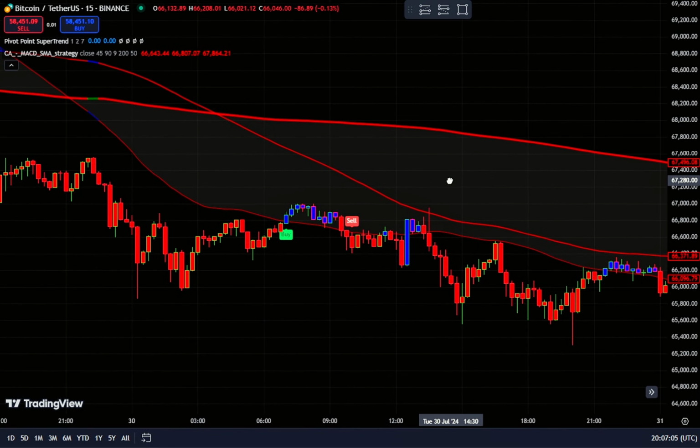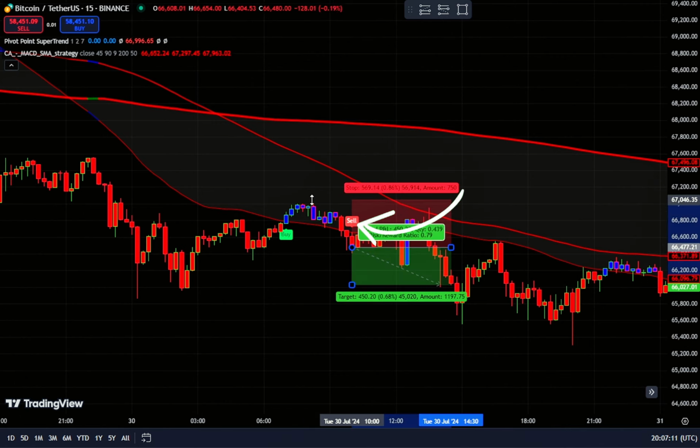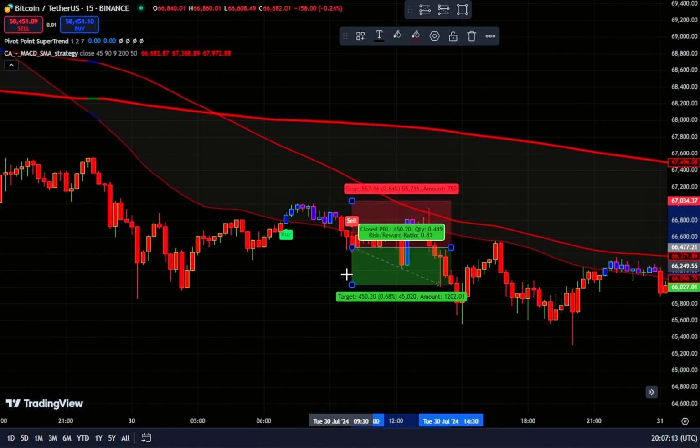Sell trades. Before entering a sell trade, confirm a downtrend. The price candle should be below all moving average lines, confirming a strong downtrend. Once the downtrend is established, wait for a sell signal. If all conditions are met, place the sell trade.